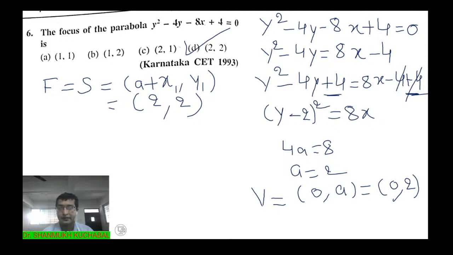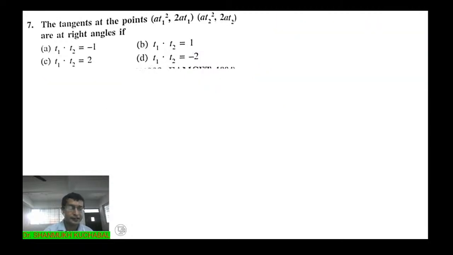So like this we need to simplify the example. Okay, we'll move to the next example. Example number 7. The tangents at the points 8t1 square comma 8t1 and 8t2 square comma 2a2 are at right angles.